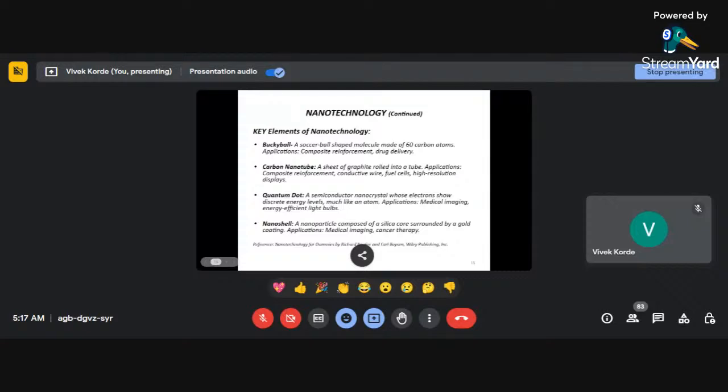Then quantum dots, a semiconductor nanocrystal whose electrons show discrete energy levels, much like an atom. The applications of these are medical imaging and energy efficient light bulbs, and medical imaging is very important. I don't know how familiar you are with medical imaging. It is very significant in the medical field for doctors to diagnose the interior of the human body, to decide what treatment should be given to the patient, and that is due to quantum dots of semiconductors. And nanocells, a nanoparticle composed of a silica core surrounded by a gold coating. Applications are medical imaging also, and cancer therapy. See how important these nanoparticles are for us.